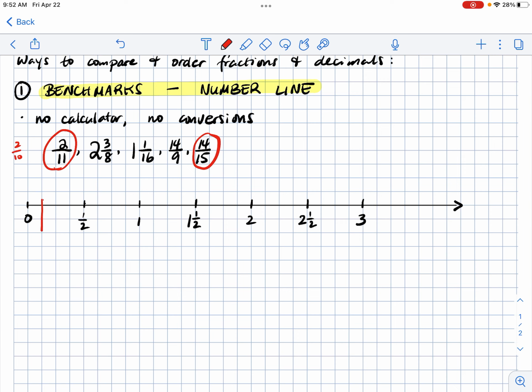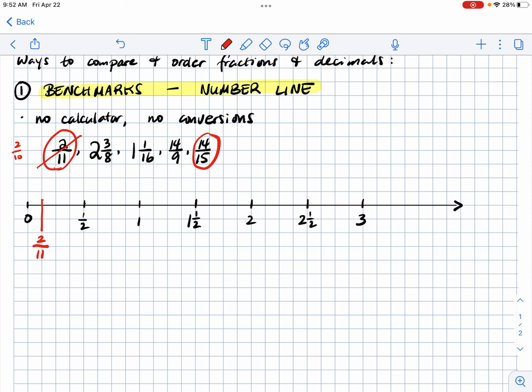Again, it doesn't have to be exact, but I know approximately that 2 over 11 is going to be there on the number line. There's nothing listed here that's smaller than it, so I know confidently that it's probably going to be about there, and that's fine. So again, you're using your estimation, you're using your benchmarks.